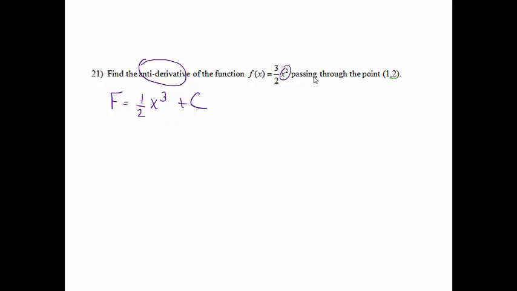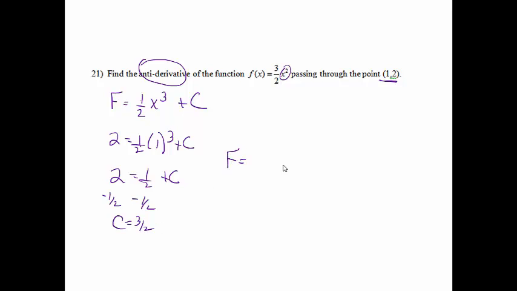And then I want my antiderivative to pass through the point 1, 2. So we're just going to plug in, that would be our x and y. So we're going to get 2 equals 1/2 times 1 cubed plus c. So I'll get 2 equals 1/2 plus c. So then I'll subtract 1/2 from both sides, and 4/2 minus 1/2 would be either 1.5 or 3/2. So c will equal 3/2. So my antiderivative would be 1/2 x cubed plus 3/2.